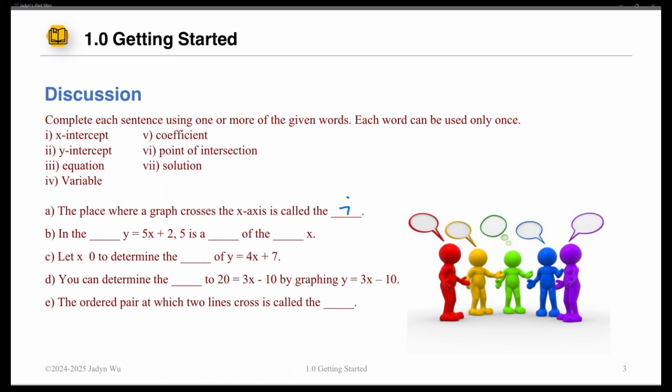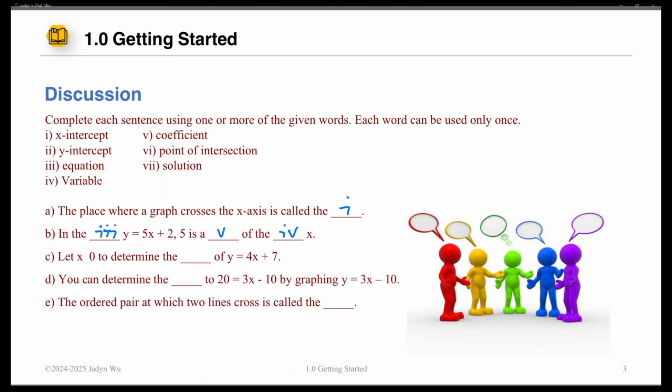In the blank, for question B, in the blank y equal to 5x plus 2, 5 is a blank of the blank x. So we know that y equal to 5x plus 2, the y will be the left-hand side, and 5x plus 2 will be the right-hand side. And they're connected by an equal sign, which means that this one is an equation, or number 3.